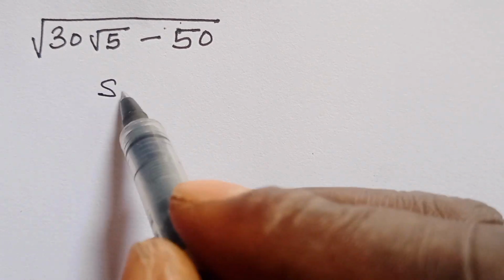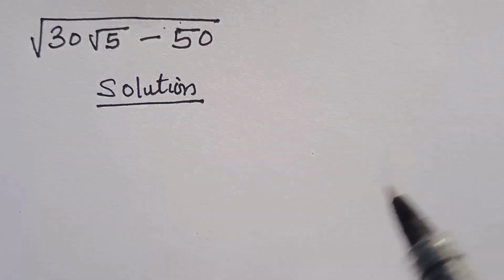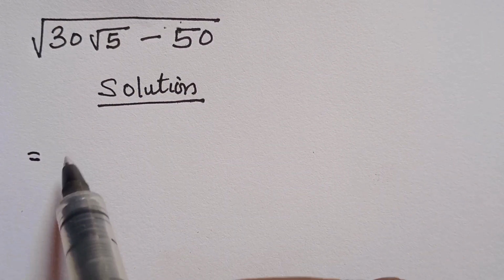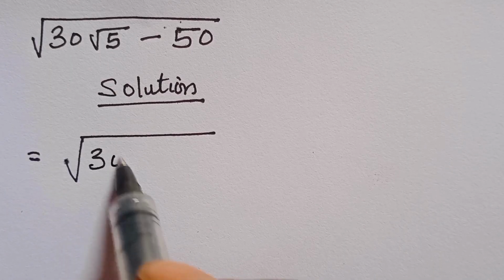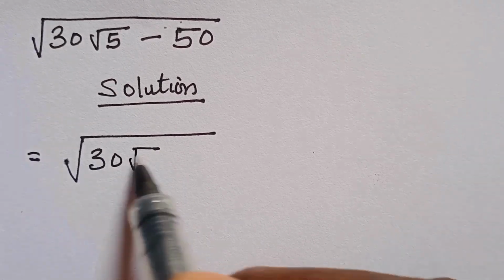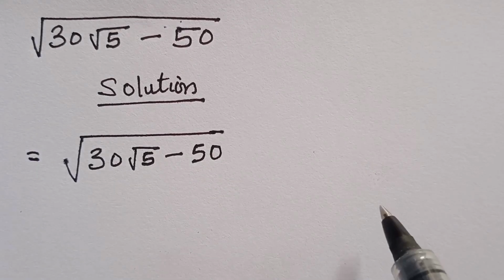Today we have this square root algebra. We are asked to evaluate it. We have to simplify it. We have square root of 30, square root of 5, minus 50. So we are asked to simplify it.